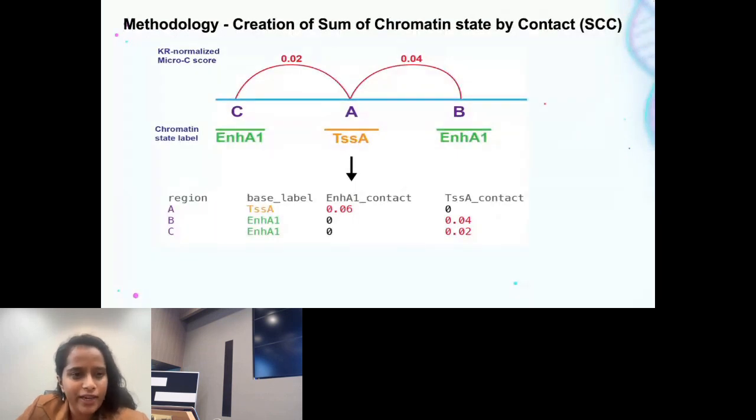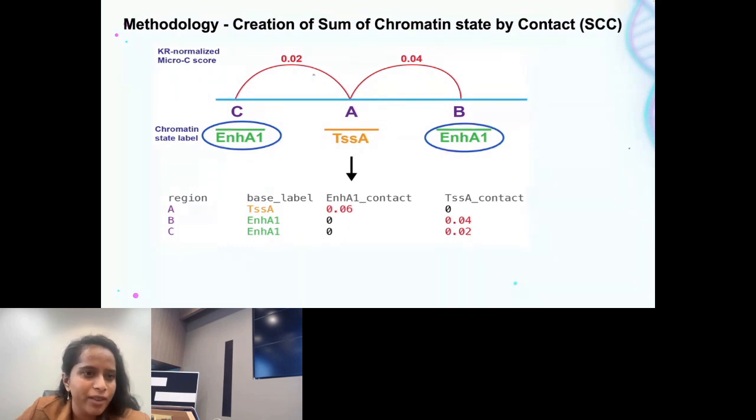Here you can see three different regions, region A, B, and C, where region B and C are both annotated with enhancer A1, and region A is annotated with transcription start sites. The arrows between these regions are the KR normalized Micro-C scores. KR normalization is a method used to correct for biases in the Micro-C data. The higher the scores, the better the contacts are.